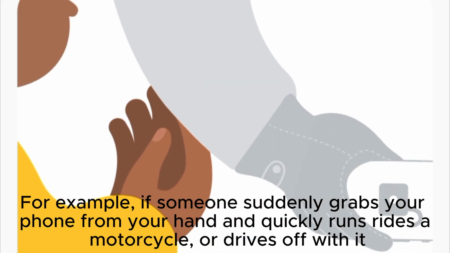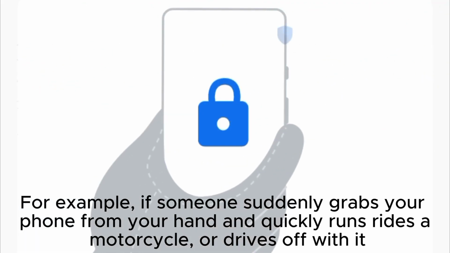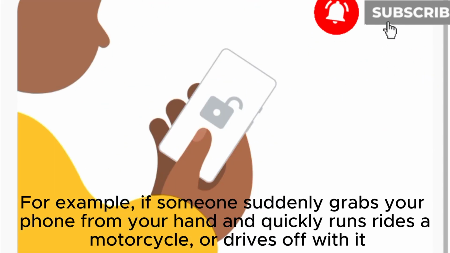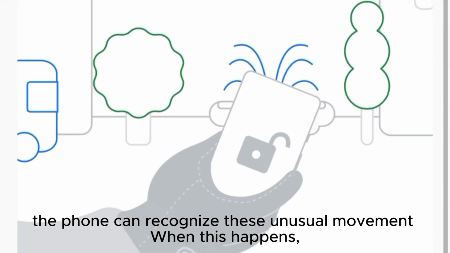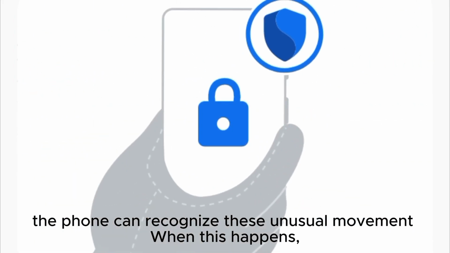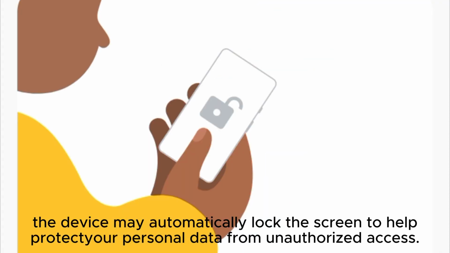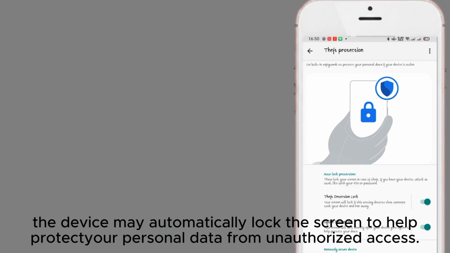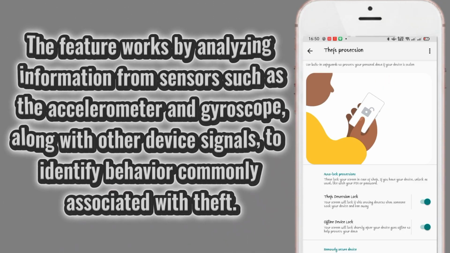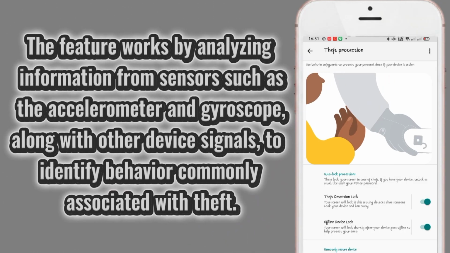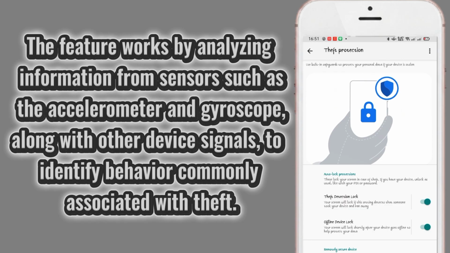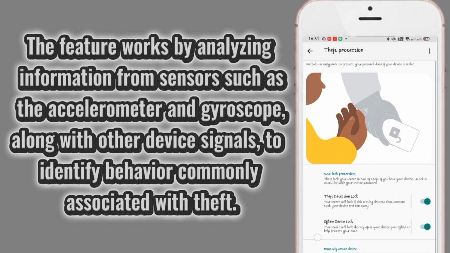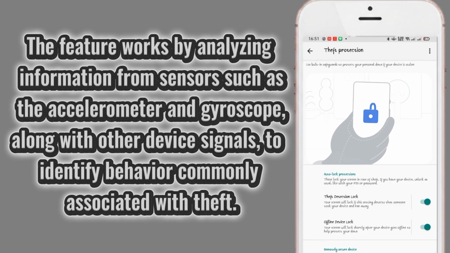For example, if someone suddenly grabs your phone from your hand and quickly runs, rides a motorcycle, or drives off with it, the phone can recognize these unusual movements. When this happens, the device may automatically lock the screen to help protect your personal data from unauthorized access. The feature works by analyzing information from sensors such as the accelerometer and gyroscope, along with other device signals, to identify behavior commonly associated with theft.